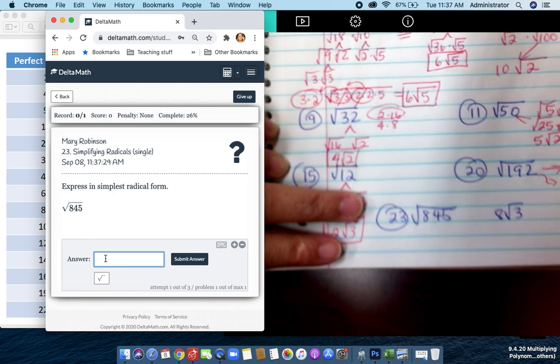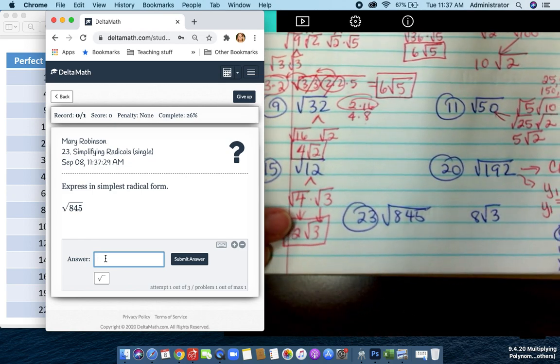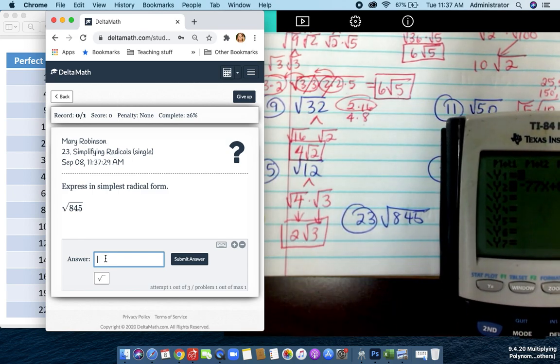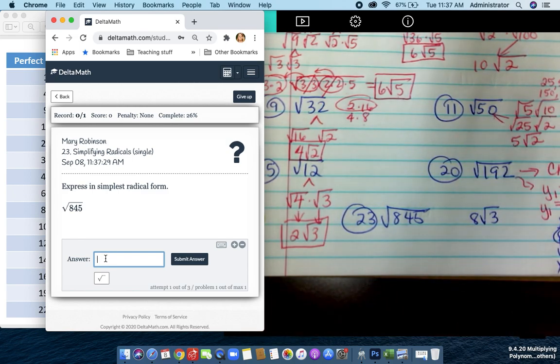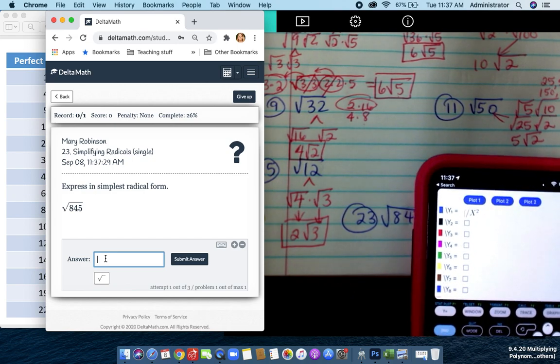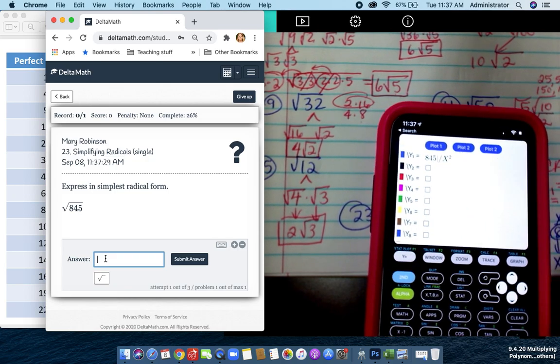Now, when I look at 845, I immediately think, well, it's divisible by 5, so maybe it's 25. But you know what? That's just too big. So we're just going to go in here in our y equals, and I'm going to keep what I have and, if I want, delete out the 192. And I'm going to type in now 845. If you want to start all over and just hit 845 divided by x squared, that is perfectly fine.